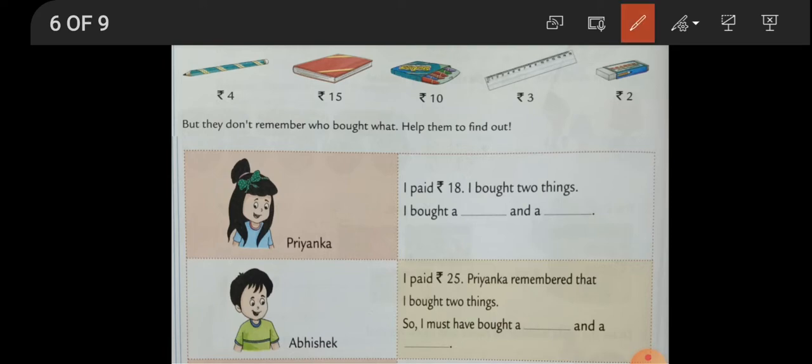What are the following things? A pencil for 4 rupees, book for 15, crayons for 10, ruler for 3 and eraser for 2. Let's begin now. Priyanka says that I paid 18 rupees. She has given 18 rupees to the shopkeeper. I bought two things. So we have to see which. Now it is 18 rupees.